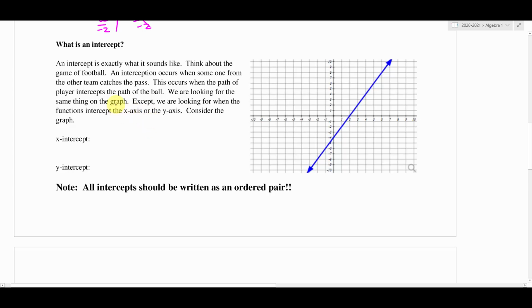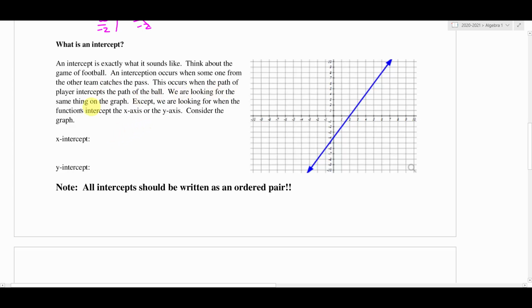All right, you want to think about the game of football. If you've ever watched football before, we know about this thing called an interception. An interception occurs when someone from the other team catches the pass. This occurs when the path of the player intercepts the path of the ball. So we're looking for two things to essentially hit the same point at the same time. We call that an intercept.